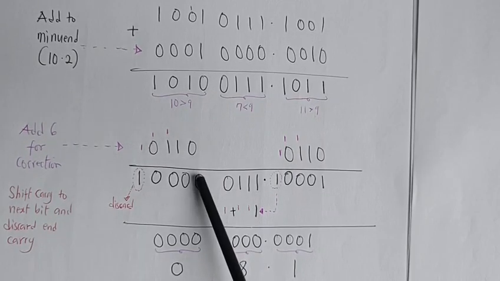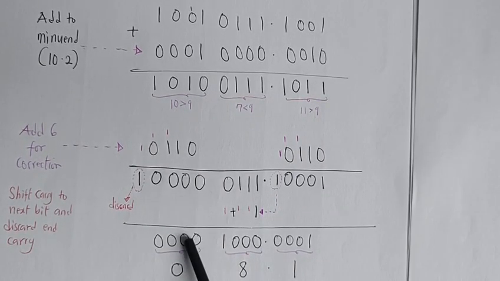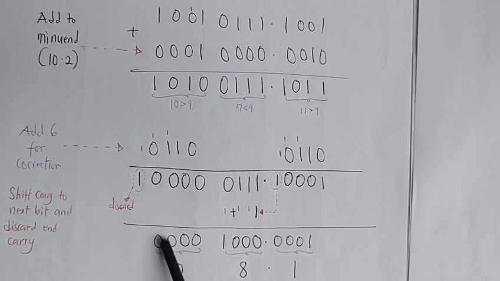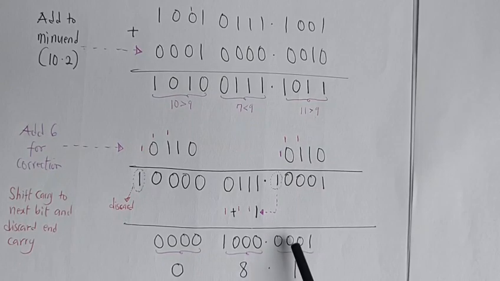So all we need to do is to bring down 0, bring down the 0, bring down the 0, bring down the 0. So if we have to convert these BCDs into decimal, we're going to have this point is going to be 0. This is 1 0 0 0 is going to be 8. Now, we have 0 0 0 1. So this is going to be 1.